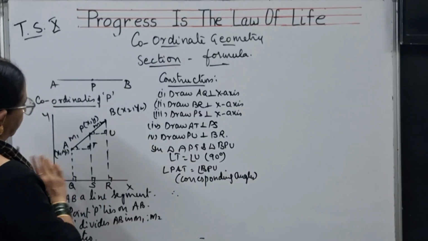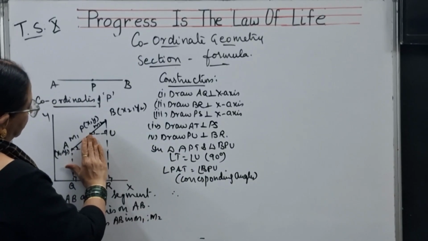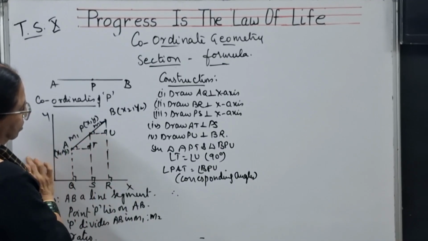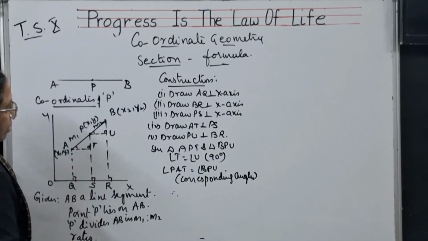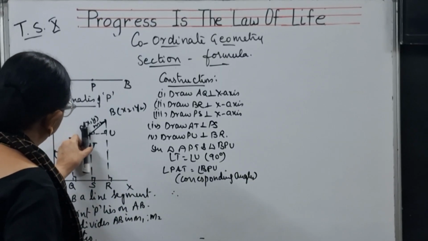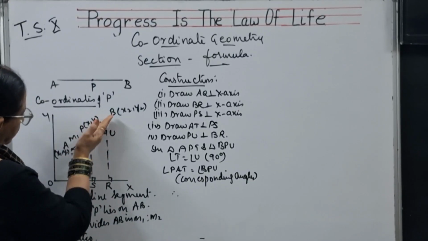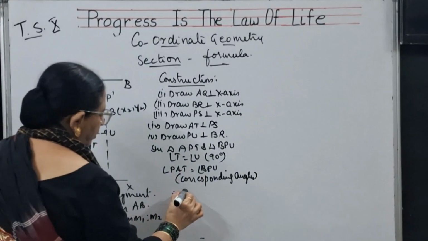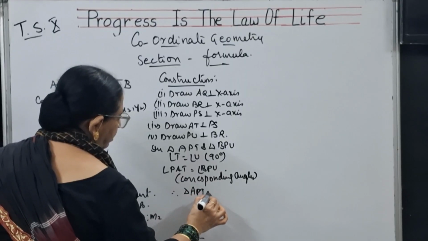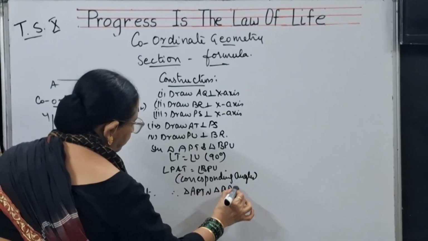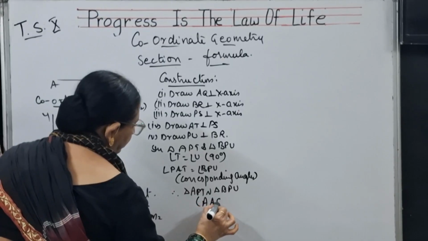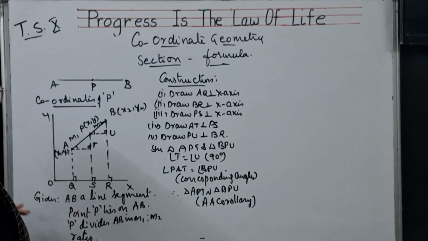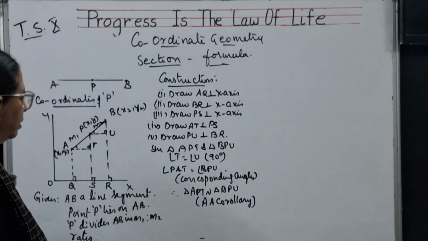Therefore, you can see, children, this is a transversal. These two are corresponding angles. If you take these two as parallel and extend them, this is a transversal, and definitely these two are corresponding angles. Therefore, triangle APT is similar to triangle BPU on the basis of the AA criterion. On that basis, these two triangles are similar.